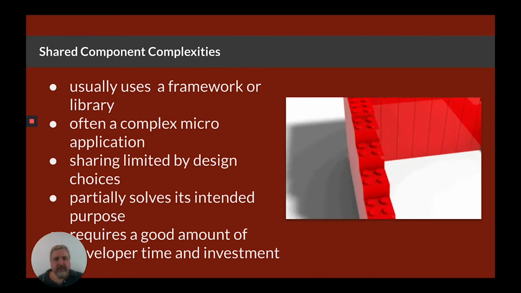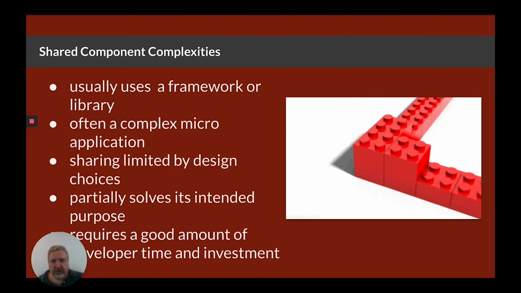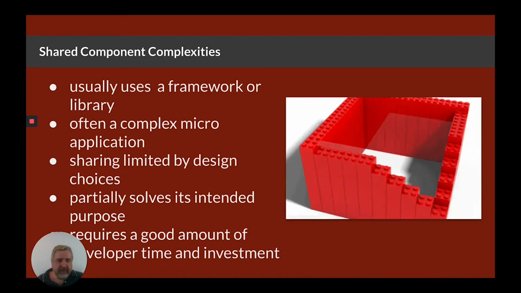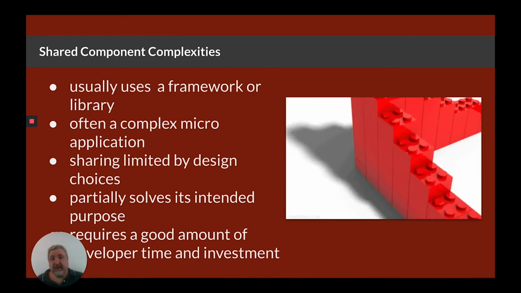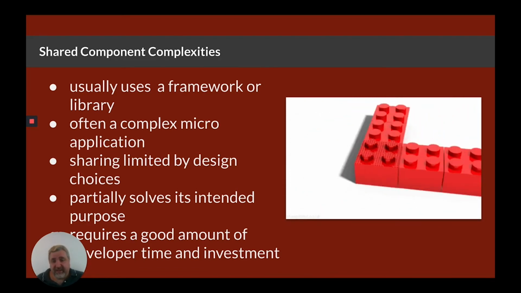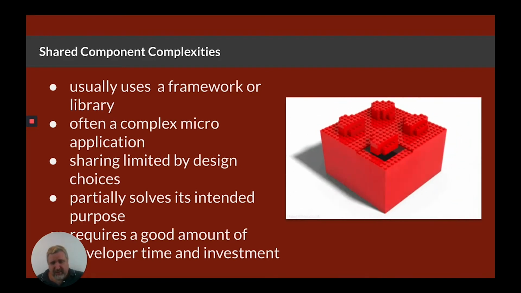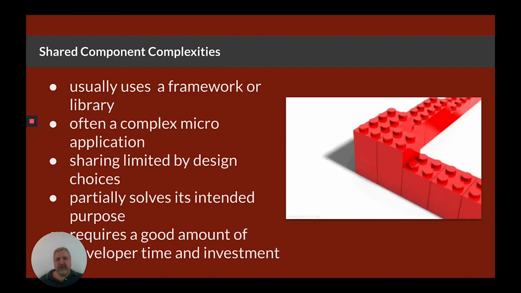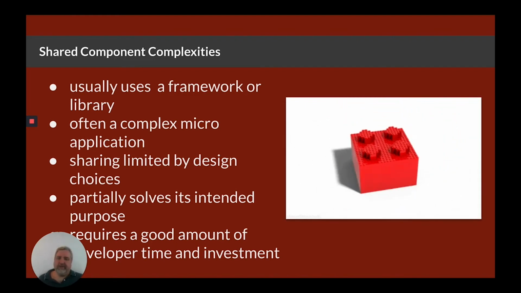So sometimes these shared components could be partial solutions, and then you have to build something else to fix it. Maybe it solves something else that you didn't plan on, but not the thing that you planned on. So there could be some weird stuff happening. Usually this requires a good amount of developer time and investment, and you're duplicating a lot of stuff in here.